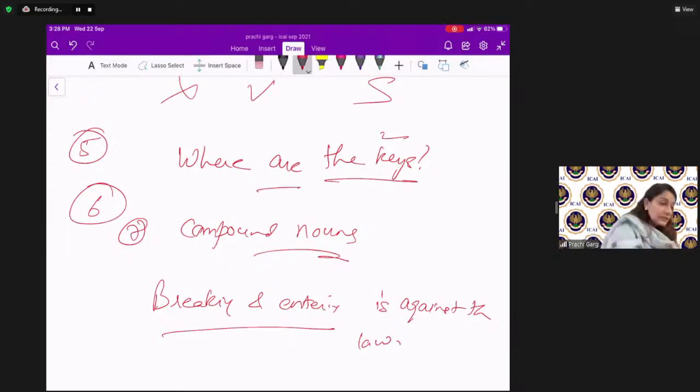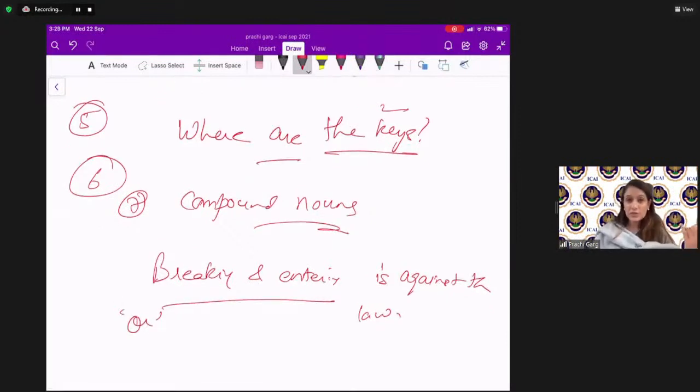Similarly, if there is "or", we also use a singular verb. The chairperson or the CEO approves the proposal before the proceeding. So when I use "or", that means I'm talking about one of them. Either the chairman or the CEO has approved the plan, not both.